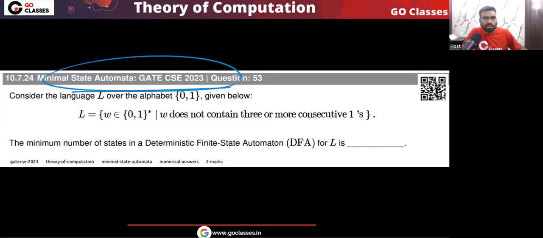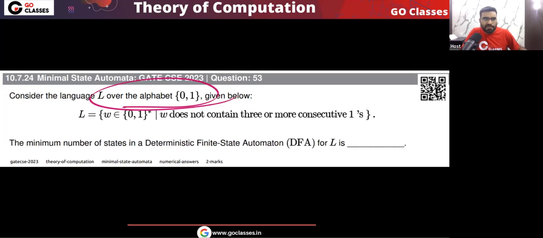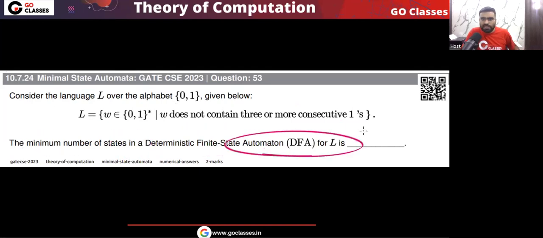Let's solve this GATE 2023 question. Consider the language over alphabet 0, 1. So the alphabet is the binary alphabet. This is the language given. W is a string over {0, 1} star, which means W is a string over symbols 0 and 1. W does not contain 3 or more consecutive ones. What is the minimum number of states in the DFA accepting the language L?